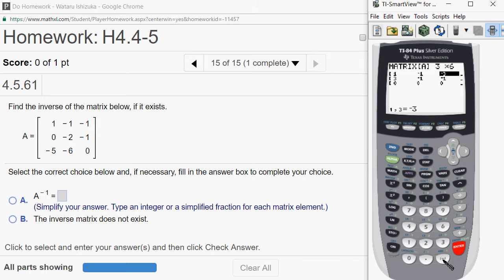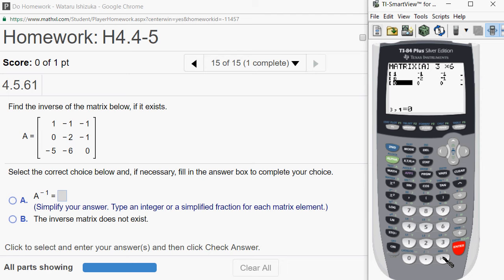enter and -1 enter. Then you have to put the identity matrix, which is 1 0 0 on the first row. So 1 enter, 0 enter, 0 enter. Second row is 0 -2 -1. So 0 enter, and then -2 enter, and then -1 enter. Then second row of identity matrix is 0 1 0. So we put 0 enter, 1 enter, 0 enter.